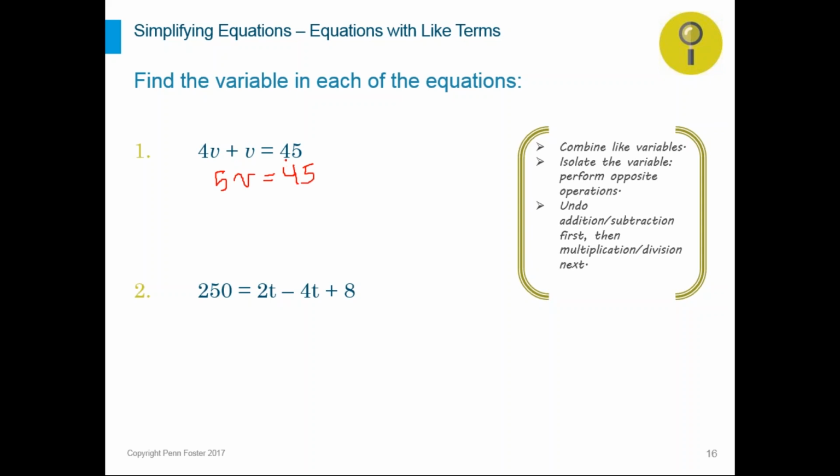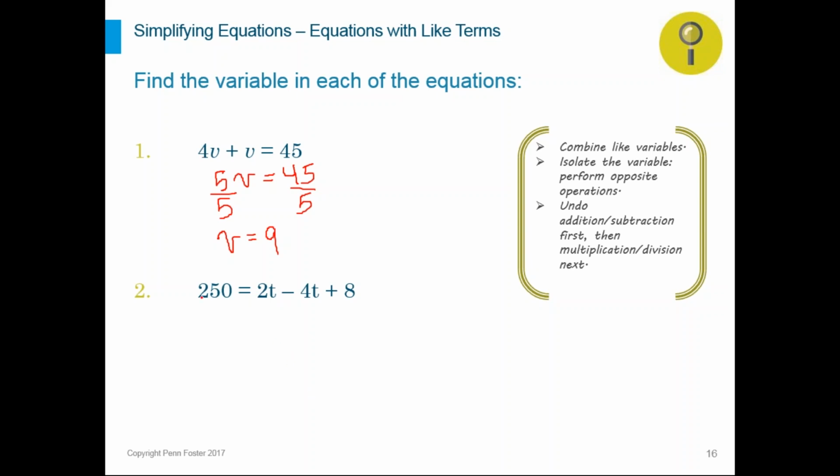We know exactly what to do. Undo the 5, multiplied to v, divide over 5, and divide over 5. Now v equals simply 9. That's it. So the only trick, or only extra step that we had to do, is just combine those like terms.